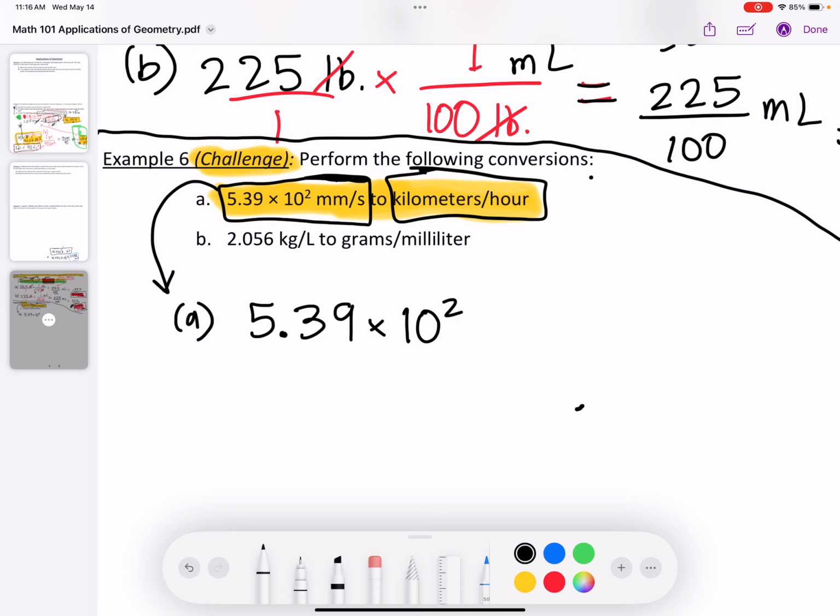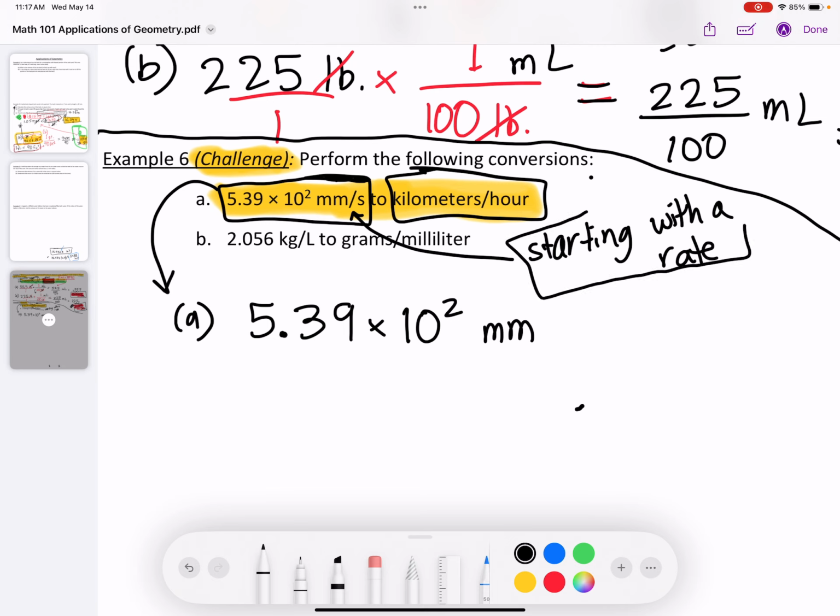In this part A, we're starting with some number of millimeters per second. Notice this is the first time we're seeing a rate as the starting and ending quantity. A rate is just like this per this, miles per hour. In this case, millimeters per second, or in part B, kilograms per liter, with the slash. So the way we treat those is, instead of just starting with a quantity with one unit, we're going to write it as a fraction.